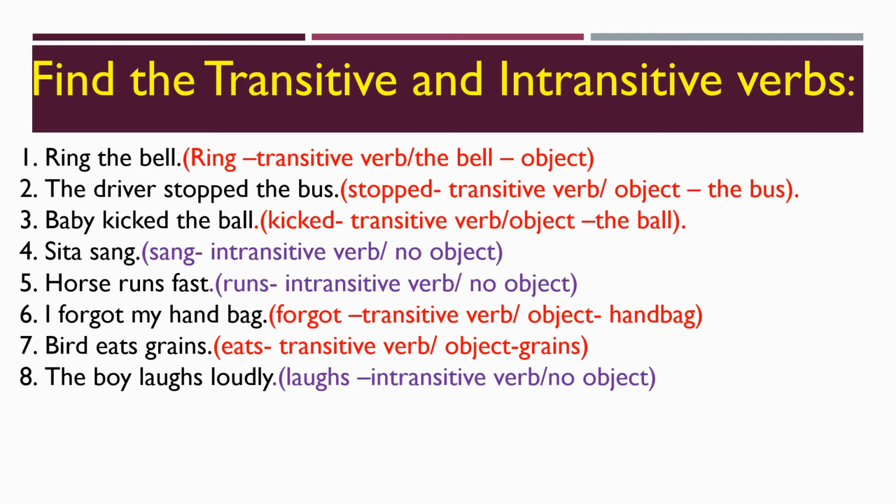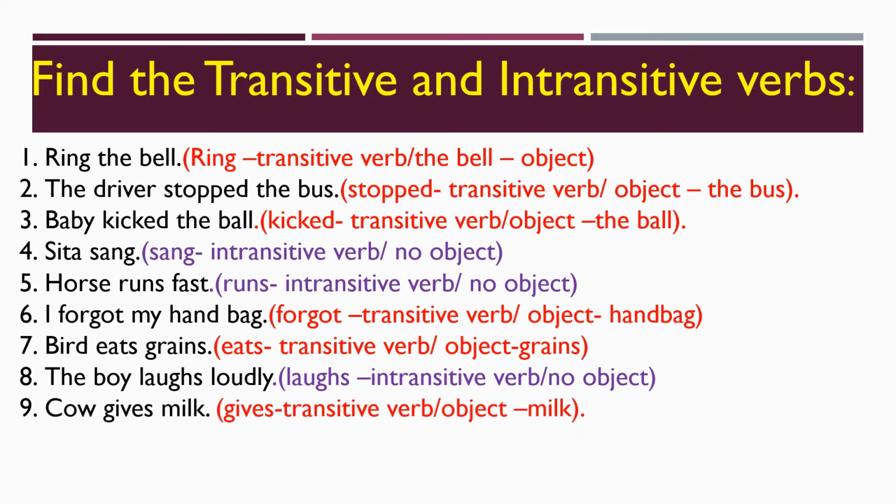Eighth, the boy laughs loudly. Laugh is an intransitive verb as there is no object in the sentence. Ninth, cow gives milk. Cow is the subject, gives is the verb, and milk is the object. So, gives is a transitive verb. The object is milk.